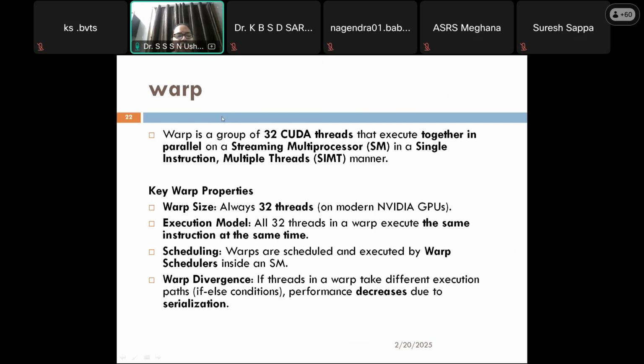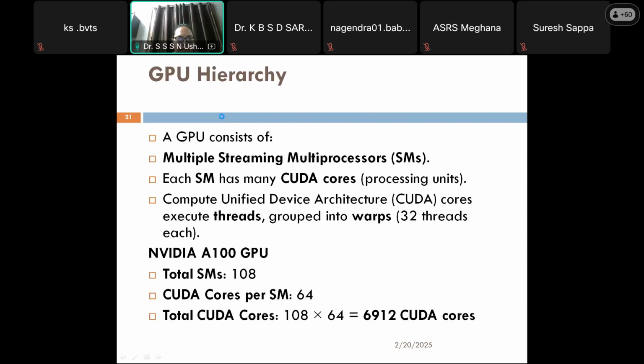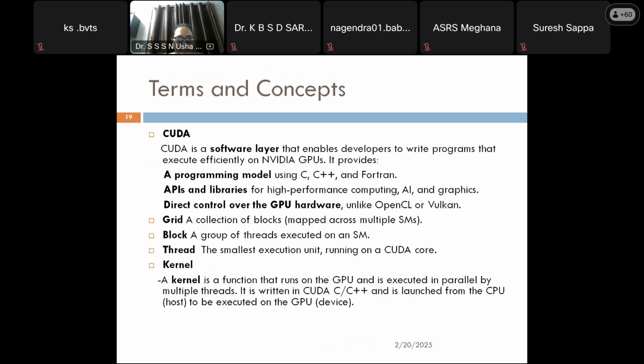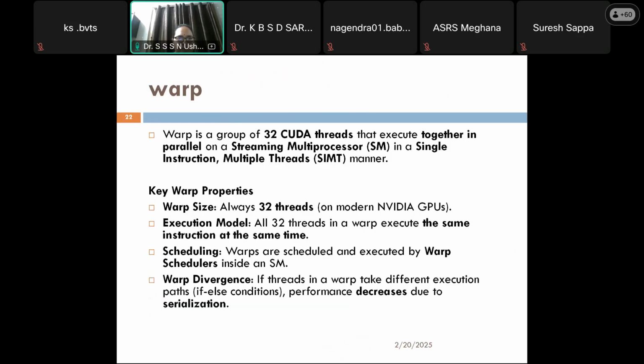So let us see. There are many terms here, right? Grid, block, thread, kernel, warp. Let us start with warp. A warp is a group of threads, here 32 threads together. That is called a warp. It runs in parallel on a streaming multiprocessor in a single instruction multiple thread manner. This is called SIMT, single instruction multiple thread.